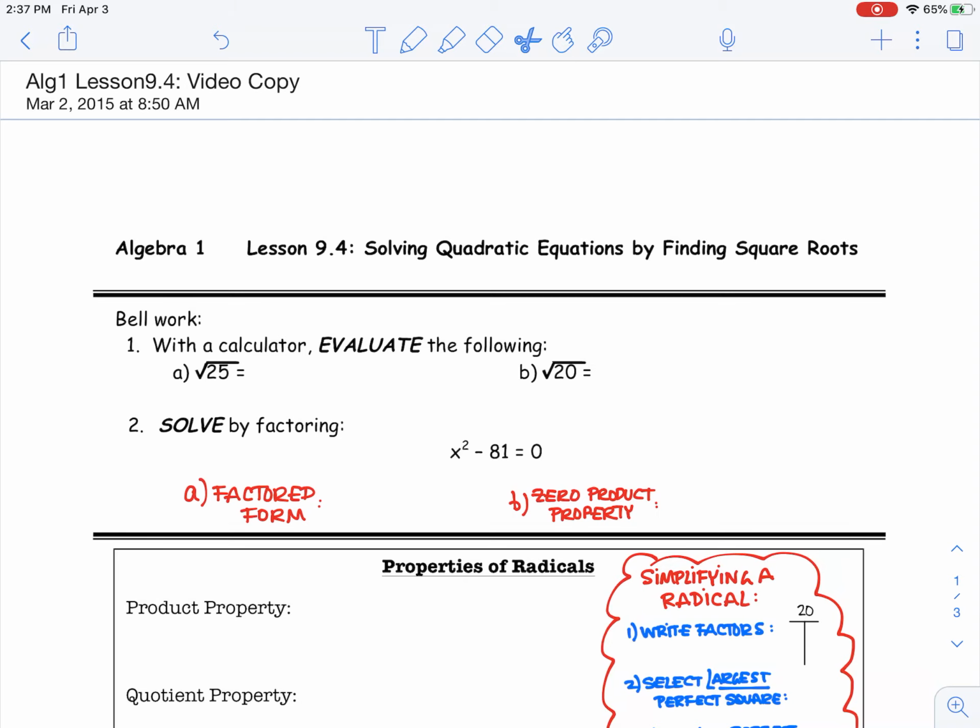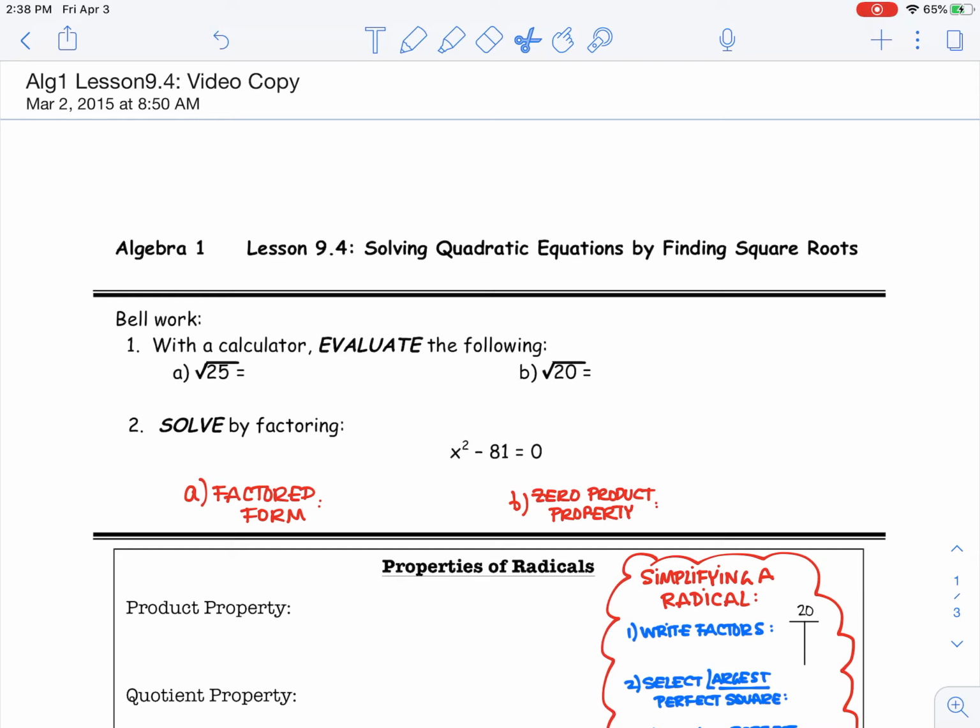We are now going to start lesson 9.4, which is solving quadratics by finding square roots. So far in our semester, we have already learned 2 ways to solve a quadratic: factoring, which we started back in chapter 8 and reviewed last week. And then last week we also discussed how to solve by graphing. We're going to add 2 more methods this week, and the first of those methods is finding square roots.